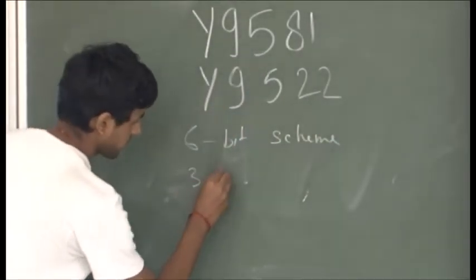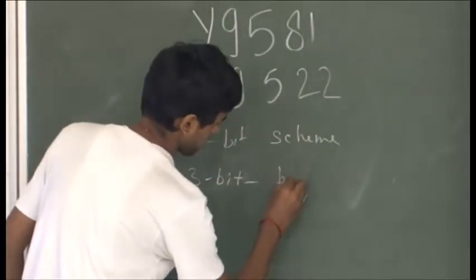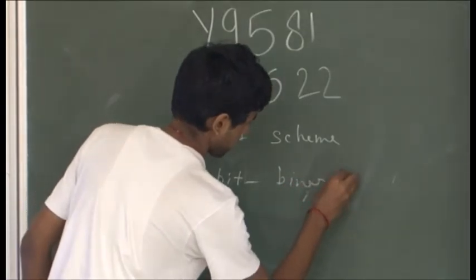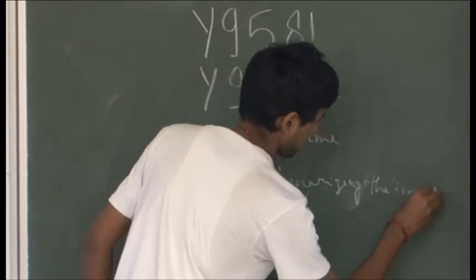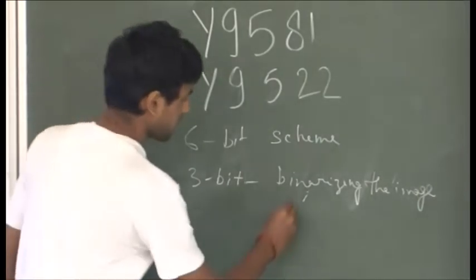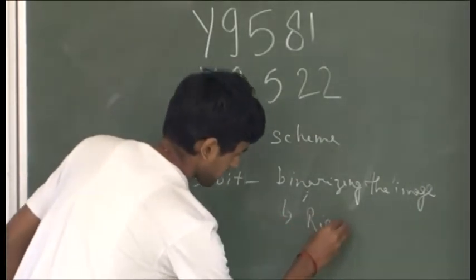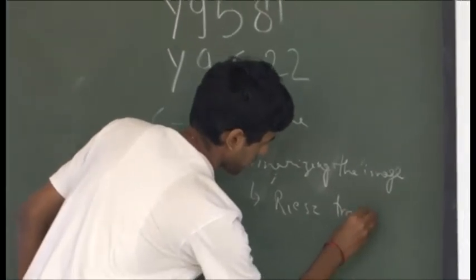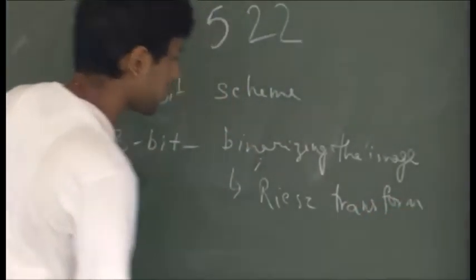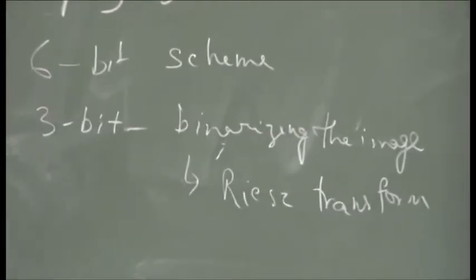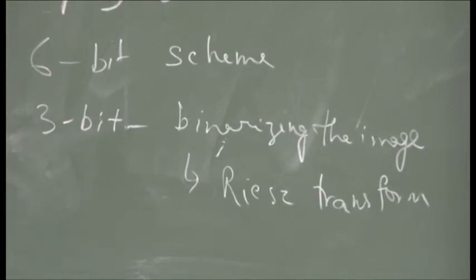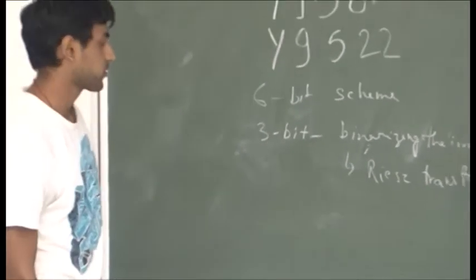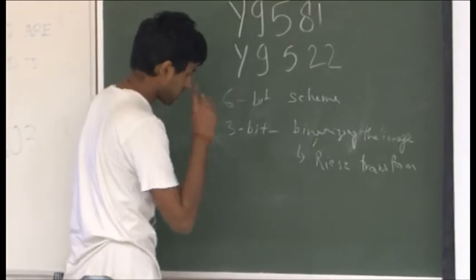In this, the first 3 bits are obtained by binarizing the image. First, how we binarize the image: we use the 2D Riesz transform, because with the 1D Riesz transform we can only extract some lines and edges, and in 2D we can obtain some curves.